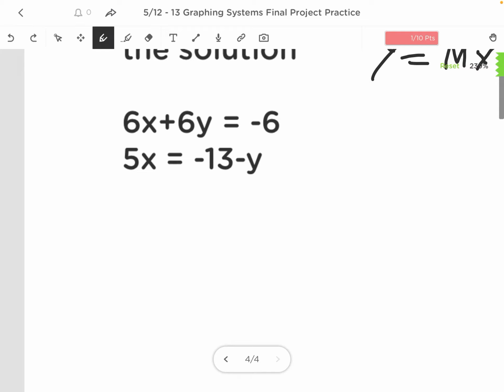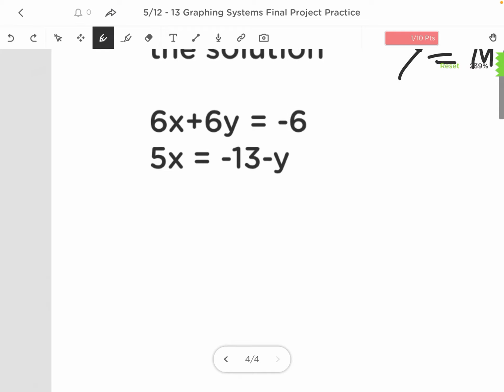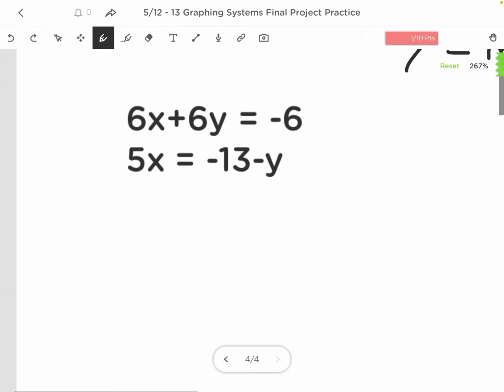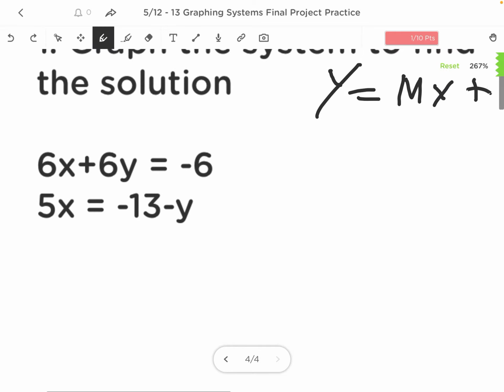For the first equation, you have to separate y by itself. Here you can see that it is 6y plus 6x. We first move 6x over to the other side by subtracting 6x from both sides. So it will be 6y equals negative 6 minus 6x.